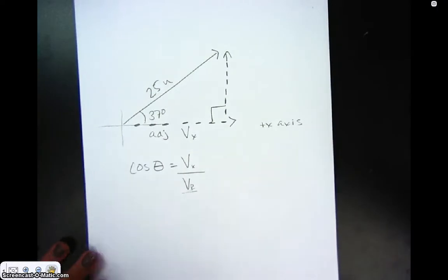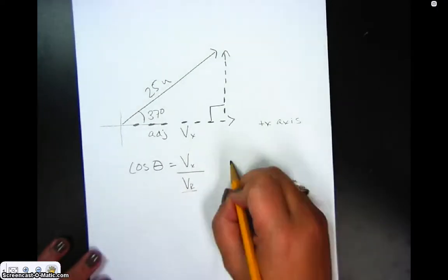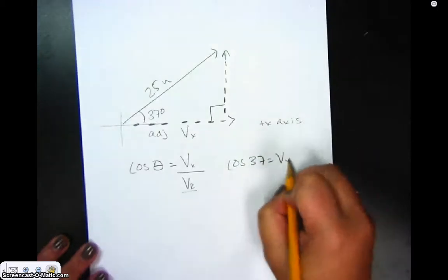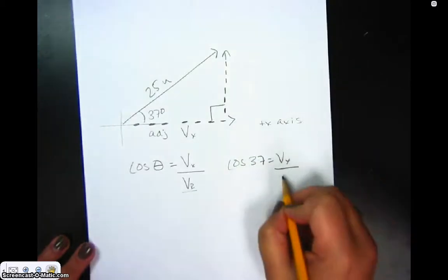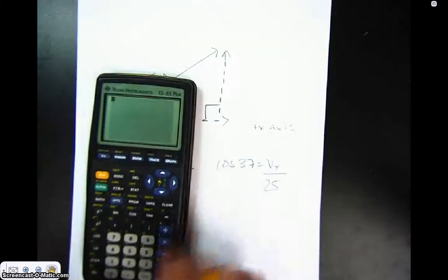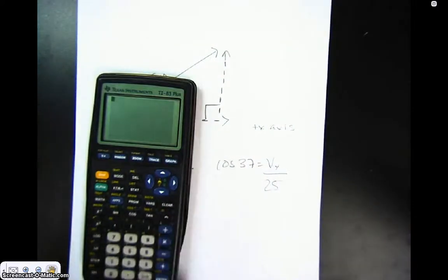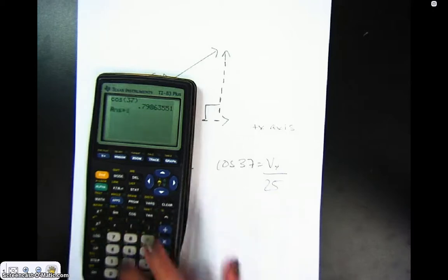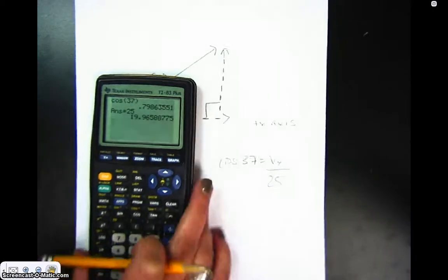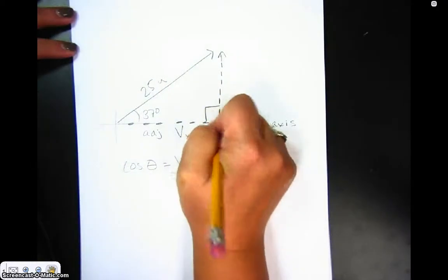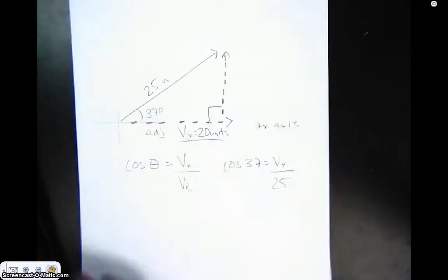So then I just have to plug in my values that I have. So the cosine of 37 is equal to Vx, all over 25. Right? So if I plug that in, I would just have cosine of 37 and multiply by 25. And so I would get that side is about 20, right? We'll just round it. 20 units would be my x component, right?